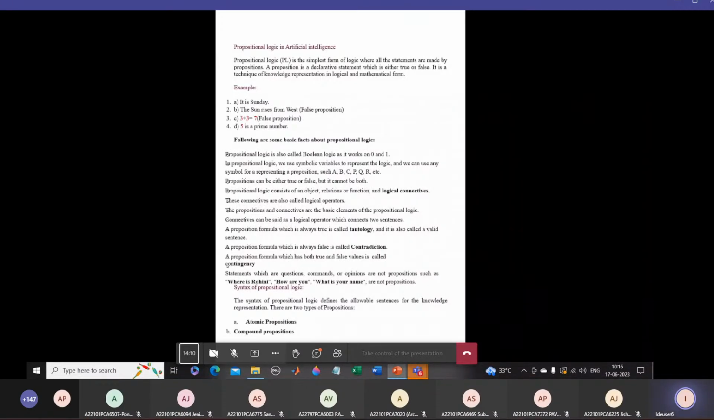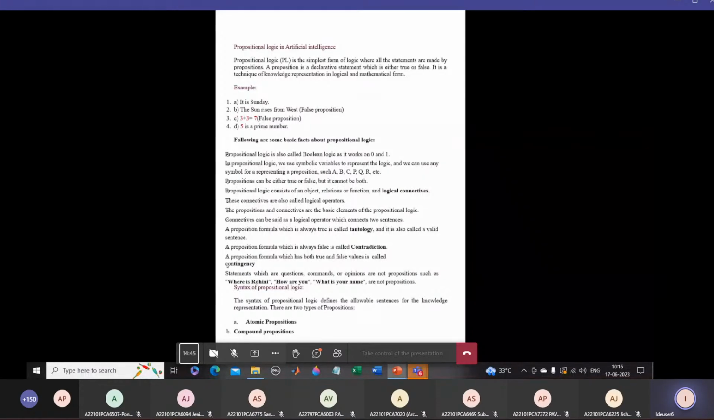So here, first we look into propositional logic. It's the simplest form, made of propositions. So what is a proposition? It's a declarative statement that can only be true or false. It is one way of representing your knowledge in logical as well as mathematical form. When you say it is Sunday, you can say yes or no, right? It is also called Boolean, because 0 or 1. You use variables like A, B, C, and each can be either true or false. It cannot be both.